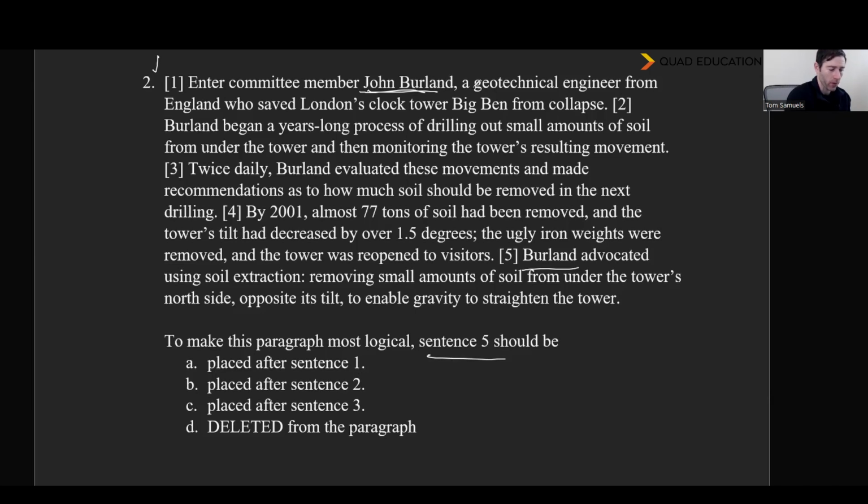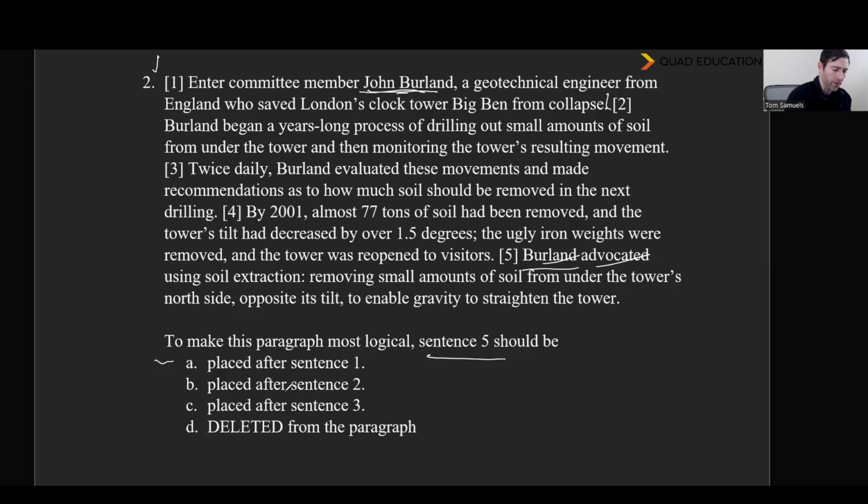Enter committee member John Berlin, a geotechnical engineer from England who saved London's clock tower, Big Ben, from collapse. And then we'd say Berlin advocated using soil extraction, removing small amounts of soil from under the tower's north side. I don't mind that, actually. That may be all right, just because we say his full name, then his name, and we're saying what he wants to do. And so maybe that first one.